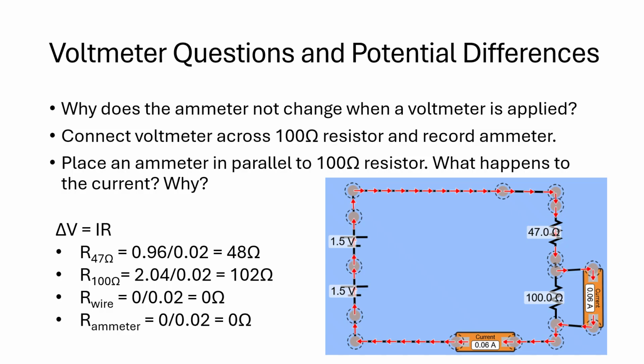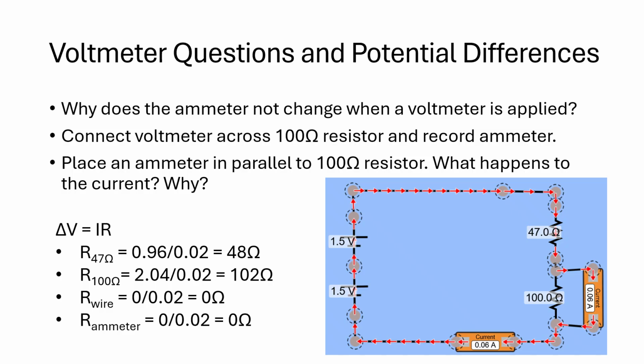When we connect the voltmeter across the 100 ohm resistor, it still is 0.2 amps because that's what it is around the entire circuit. When we place an ammeter in parallel to that 100 ohm resistor, now that current has another way that it can flow. And since ammeters, especially in the simulation, have no resistance, the current is going to take the path of least resistance.